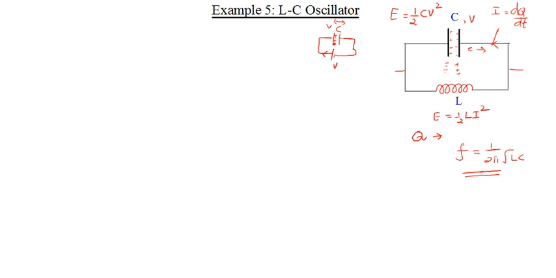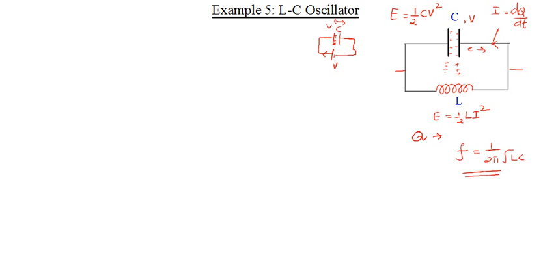You will get the equation for an SHM, and from it you will get the frequency equal to 1 by 2 pi root of LC. That is a common method of solving the LC oscillator problem. Now let's see how to approach the same problem by using the Lagrangian method.